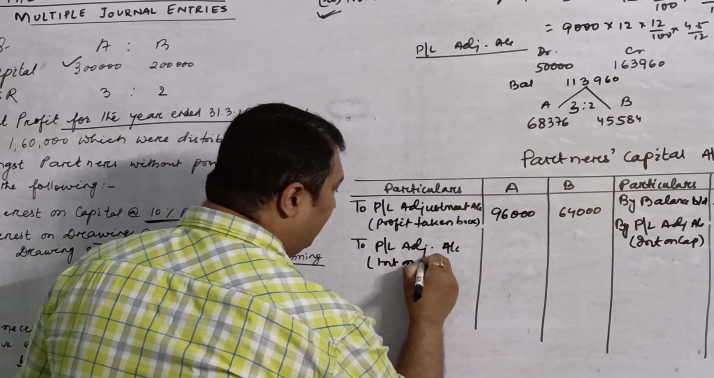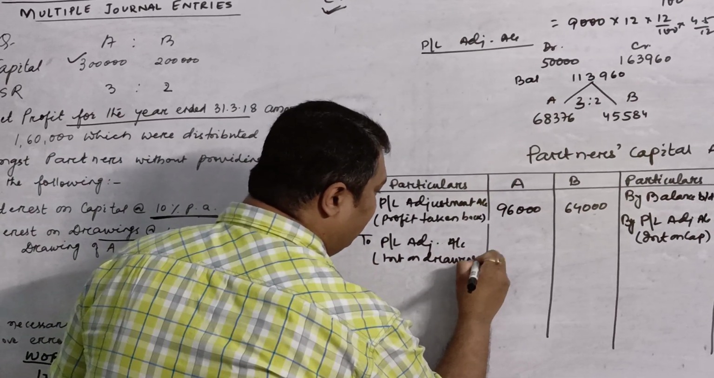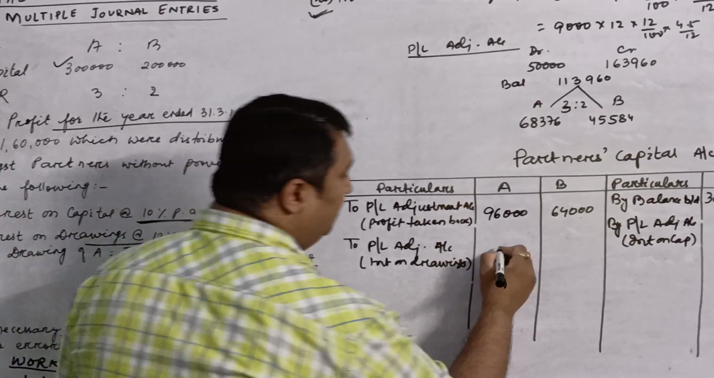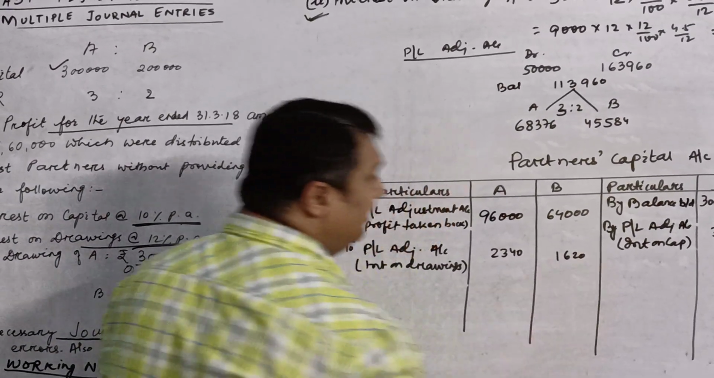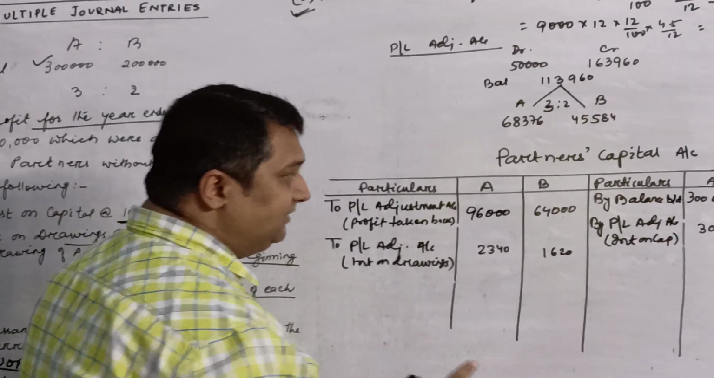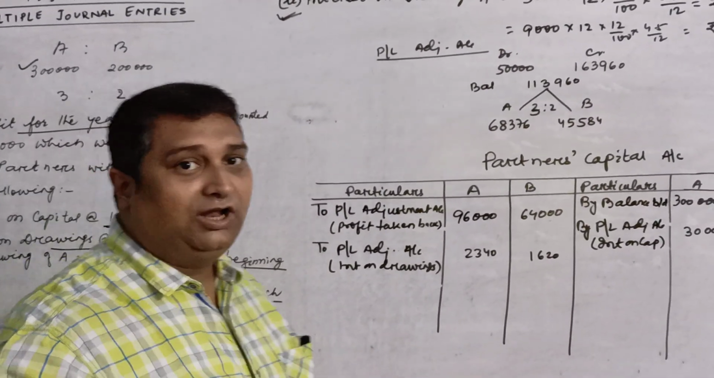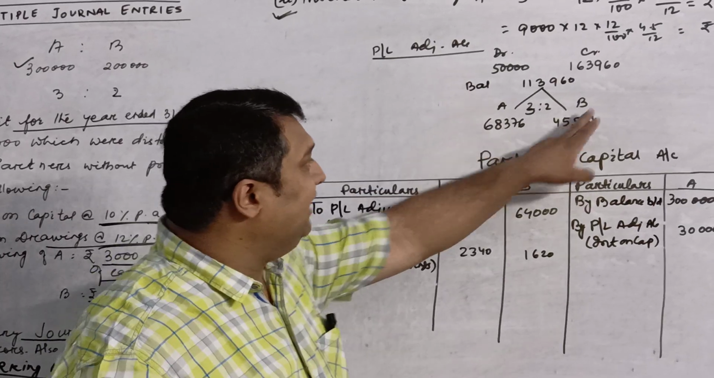Here, interest on drawings. If you want, you can write it within the bracket. The amounts are 2,340 and 1,620. After this, the next entry was about the profit distribution which we had calculated.